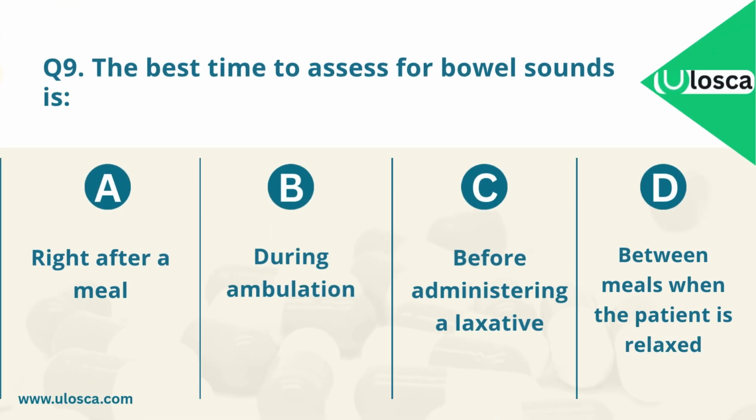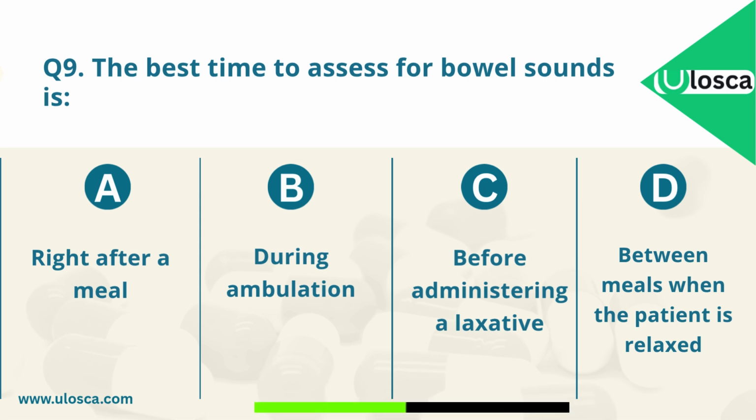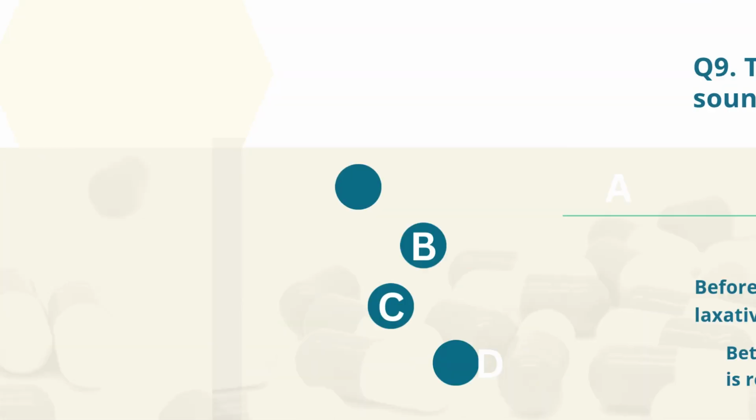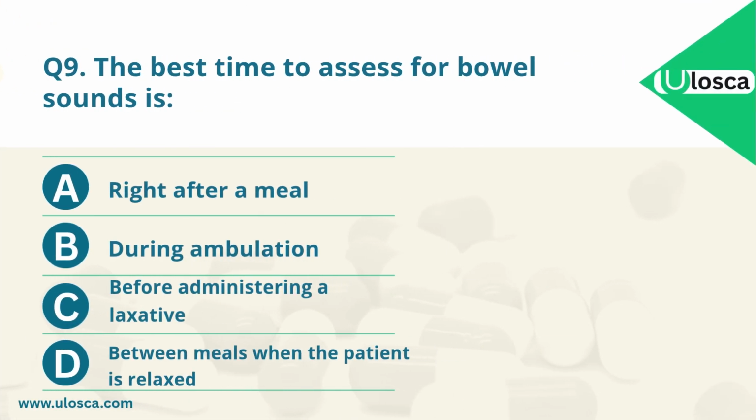Question 9. The best time to assess for bowel sounds is: A. Right after a meal. B. During ambulation. C. Before administering a laxative. D. Between meals when the patient is relaxed. Which one is the correct answer? The correct answer is D. Between meals when the patient is relaxed.